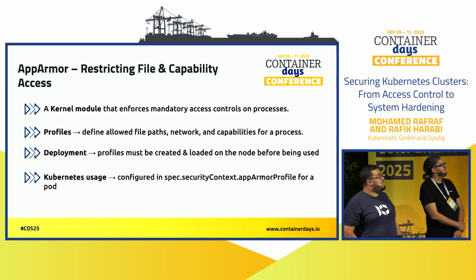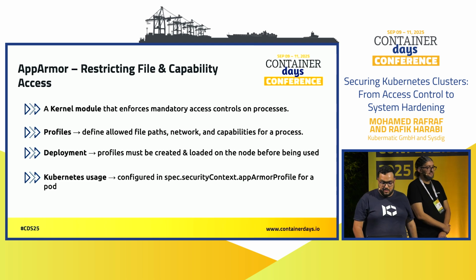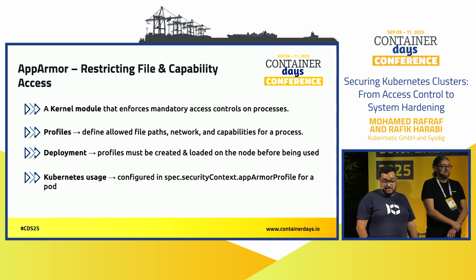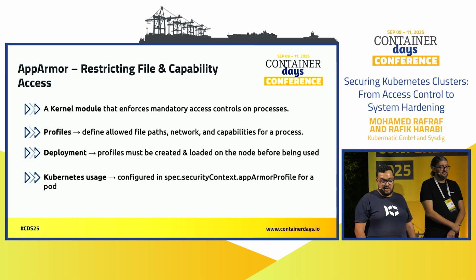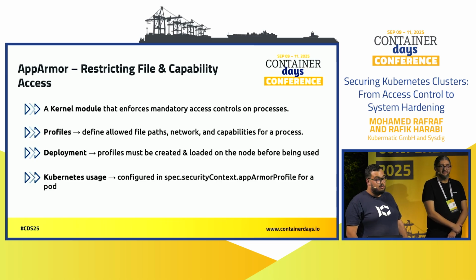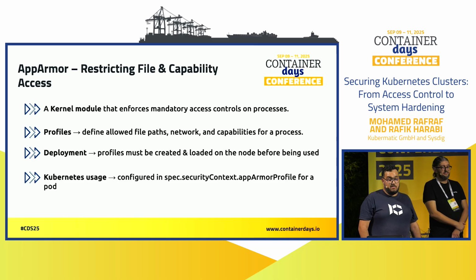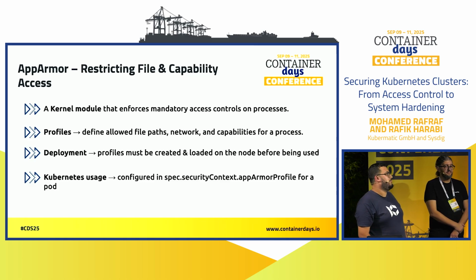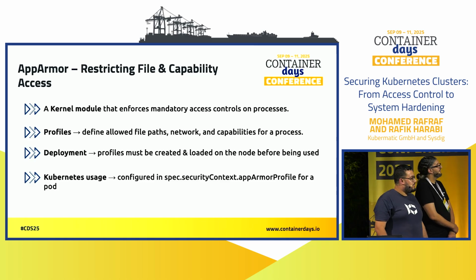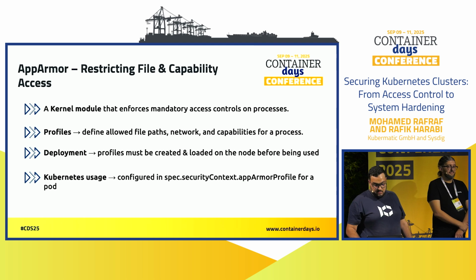Starting with AppArmor, restricting files and capabilities. AppArmor is a Linux security module that runs in the kernel and provides mandatory access controls for processes. It uses profiles to define what a process or container can access, including files, networks, and system capabilities. Before a profile can be used, it must be loaded on your nodes, and it is easy to use in the Kubernetes context thanks to the security context in our pod specification.